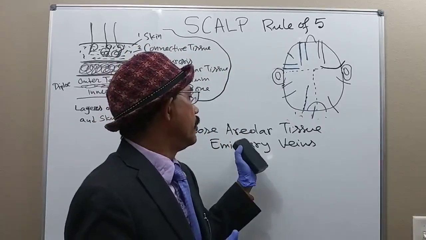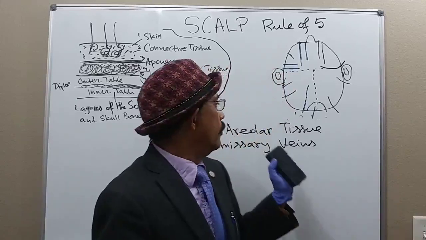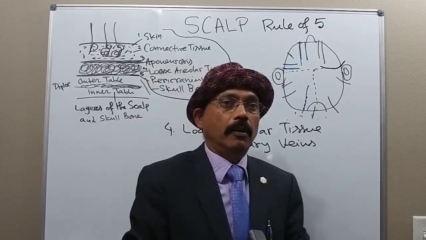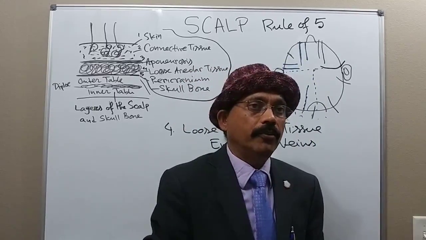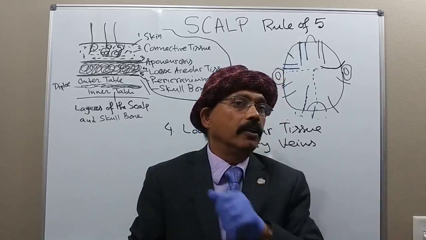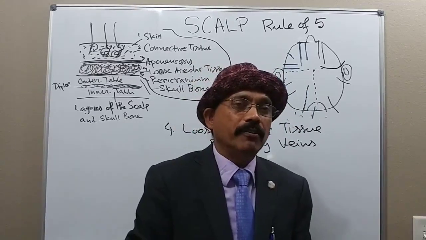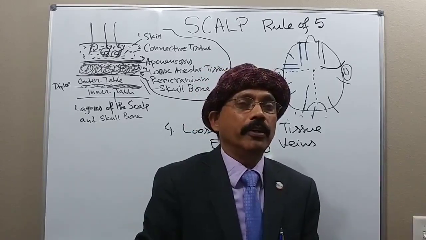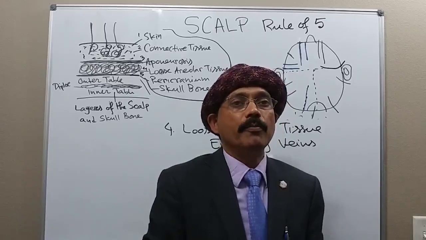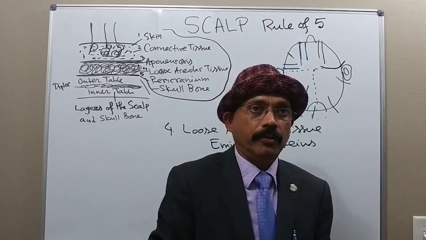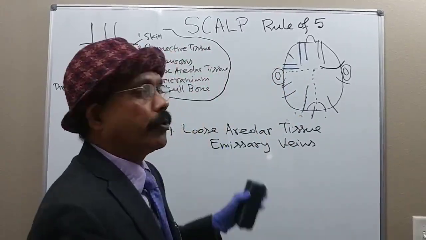Suppose you have a parietal emissary vein, it will connect the loose areolar tissue of the scalp to the superior sagittal sinus. If you have a mastoid emissary vein, it will connect the loose areolar tissue to the sigmoid venous sinus. Okay, so loose areolar tissue is very important.